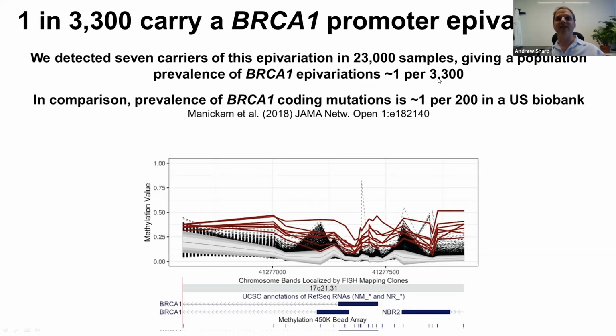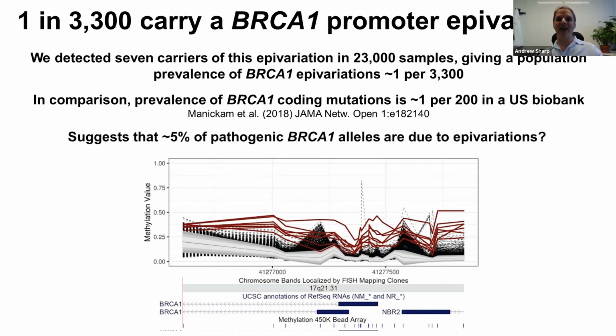If you compare that to the incidence of BRCA1 coding mutations, which is what everyone looks at today, that's around 1 in 200, 1 in 300, depending on what cohort you look at. And so if you do the math, that suggests that perhaps in the order of 5% of pathogenic BRCA1 alleles are in fact probably due to promoter epivariations. So that again suggests this is something people should probably be looking at.